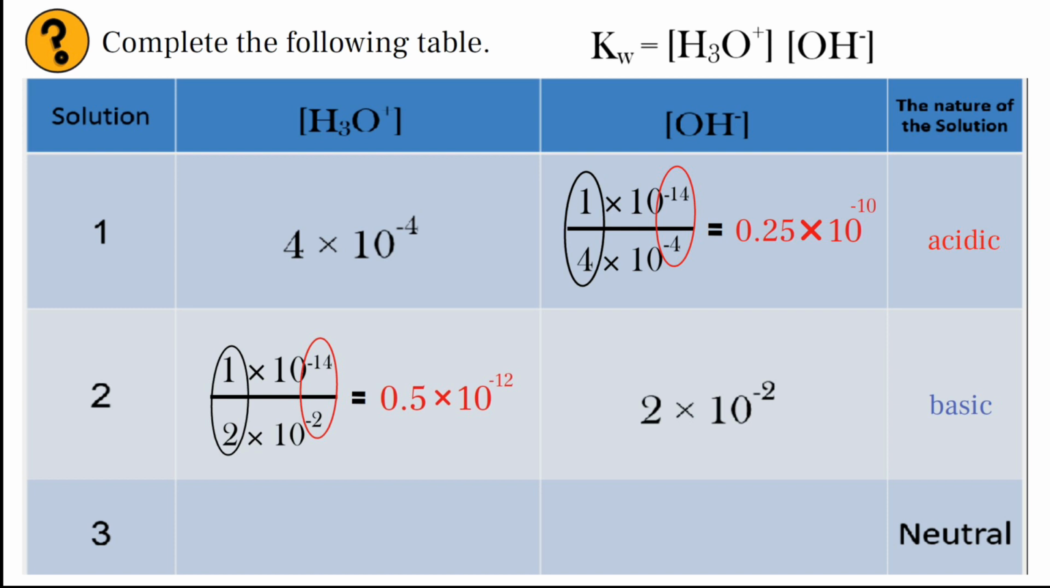For the third solution, it's given that the solution is neutral. So the concentration of H3O+ equals 1 times 10 to the power of minus 7. Also, it equals the concentration of OH-, which is 1 times 10 to the power of minus 7, too.